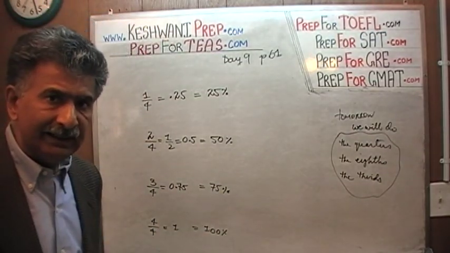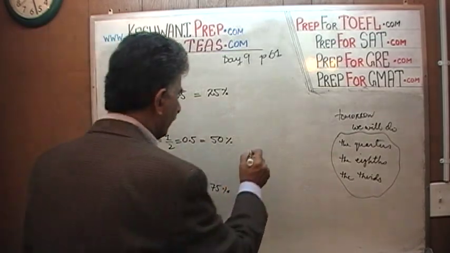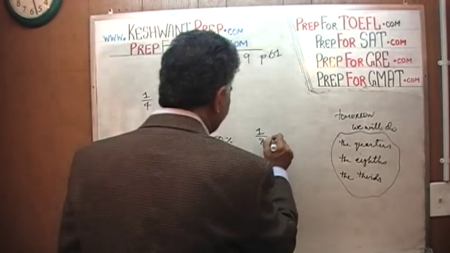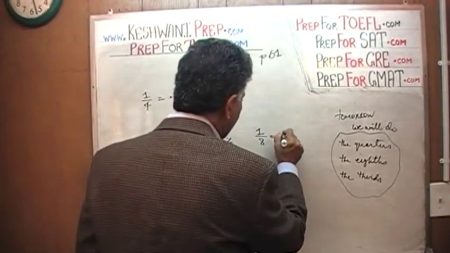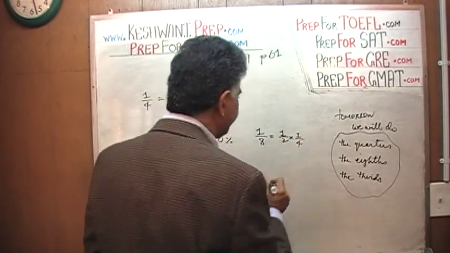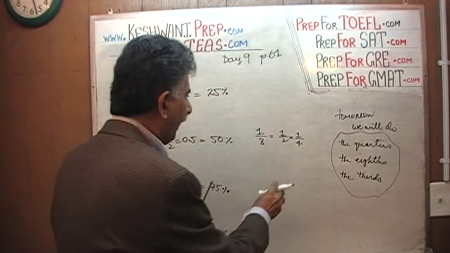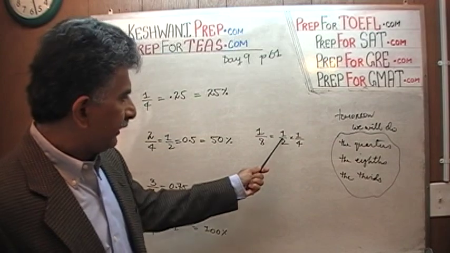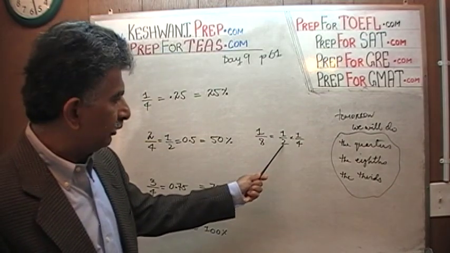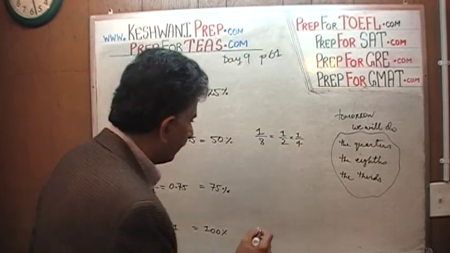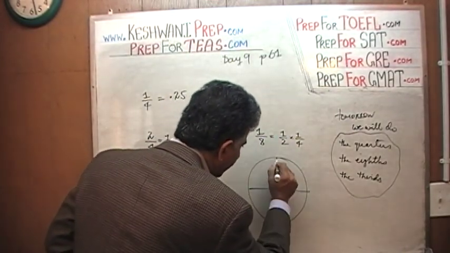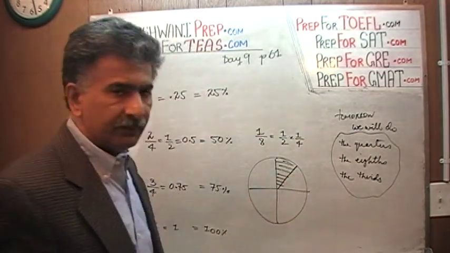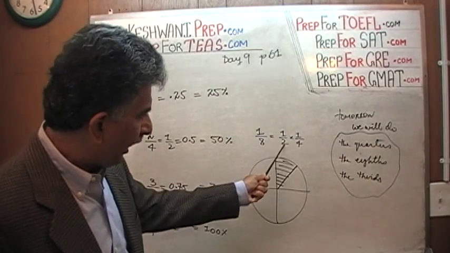How do we figure out eighths in decimal and percentages? Well, this is very straightforward. What we have to realize is simply that an eighth is half of a quarter. We can show it mathematically: 1 times 1 is 1 and 2 times 4 is 8, and we get 1/8, or we can show it pictorially right here. We have our quarter here, and half of the quarter, that's your eighth.